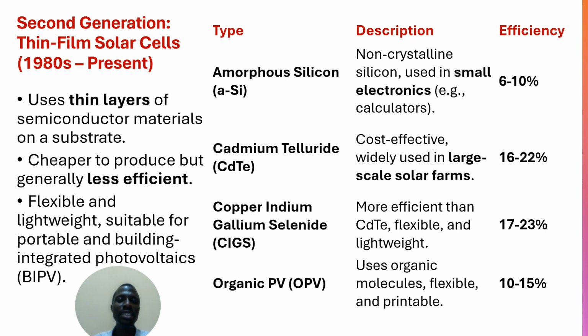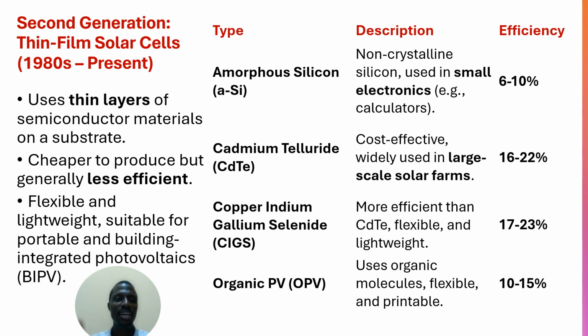Now, under this category, we have about 4 types. The amorphous silicon, which is non-crystalline silicon used in small electronics such as your calculator. Some of you can see this type of panel on your calculator. Now, we don't actually need more voltage to run your calculator. But the beauty of it is that it is very cheap, and the cost of production is actually very cheap. So usually the efficiency is between 6 and 10%.